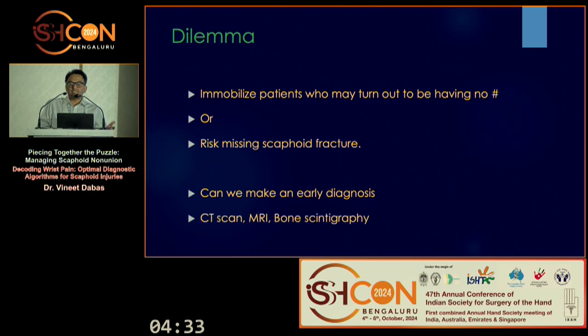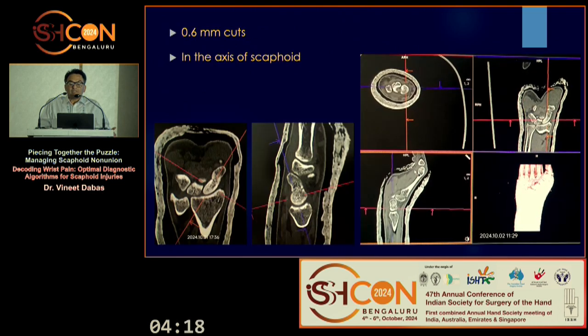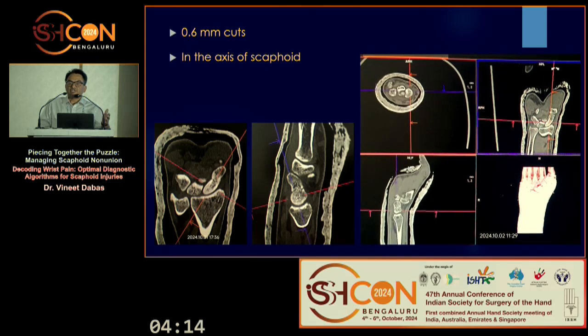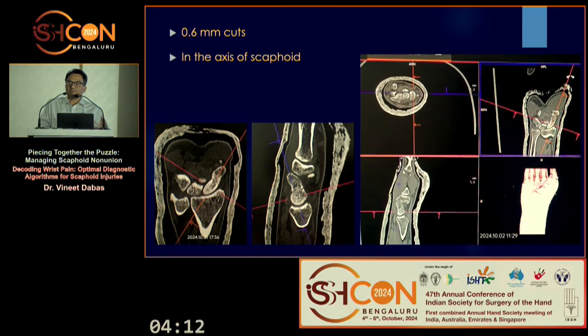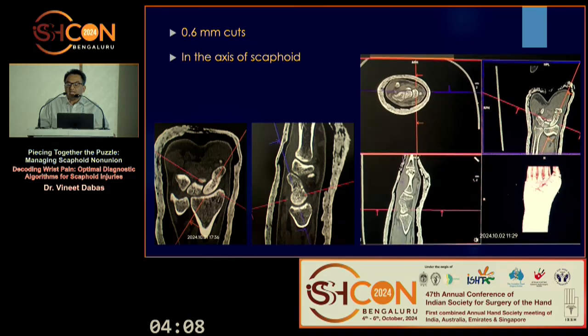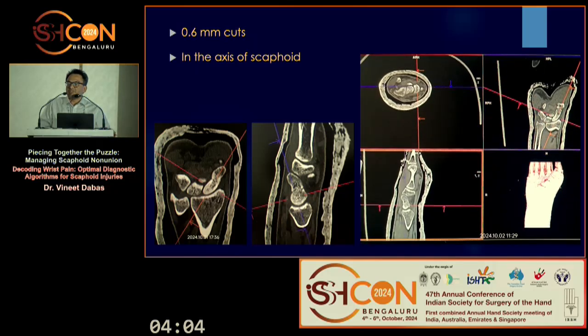So recent trends are towards getting more investigations. CT scan is useful. It can show the fracture when it is not visible on the X-ray, and it can show other features which I'm sure will be covered in the non-union aspect. The things to consider here is that the cuts should be less than 1 millimeter. Now we can get 0.6 or 0.5 mm cuts also in the newer CT machines. And the cuts have to be in the axis of the scaphoid as shown in the video here.